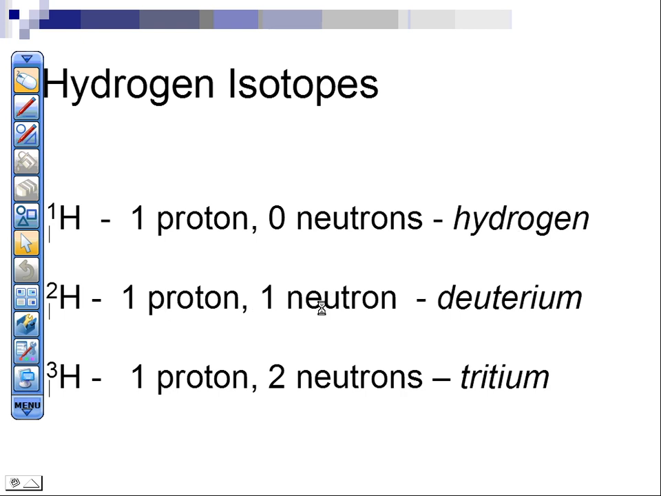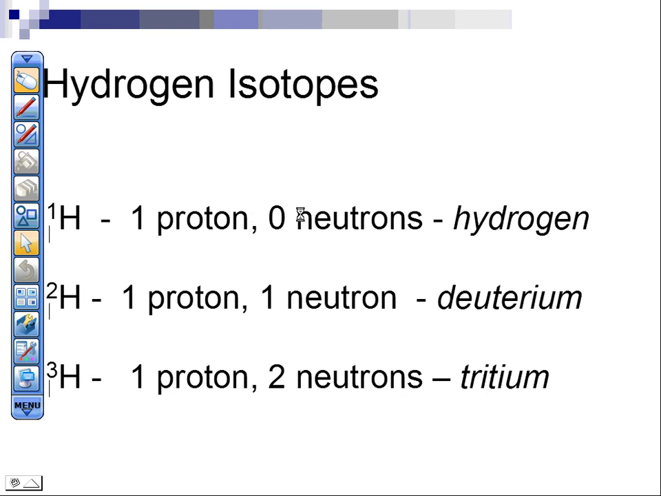This one has 1 proton and 1 neutron, which gives it a mass number of 2. Again, the top number is the mass number, which is protons plus neutrons. It has an atomic number of 1. This is called deuterium. It's a type of hydrogen. Another type of hydrogen is called tritium, and that has 1 proton and 2 neutrons, so it has a mass of 3, and again 1 for the atomic number. So these are all isotopes of hydrogen.